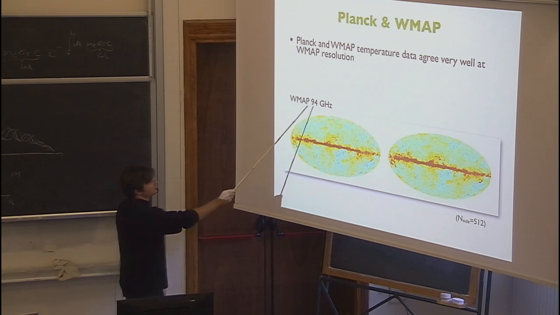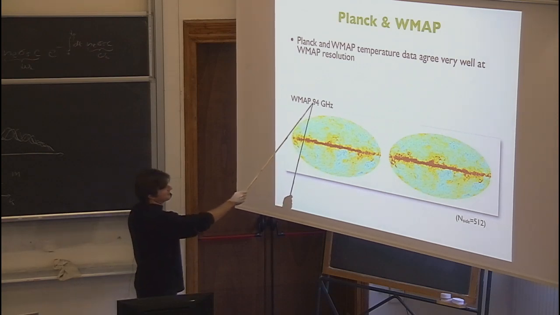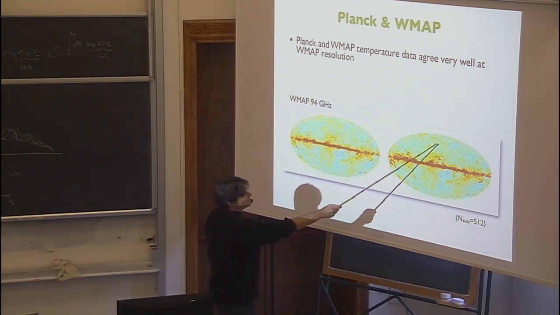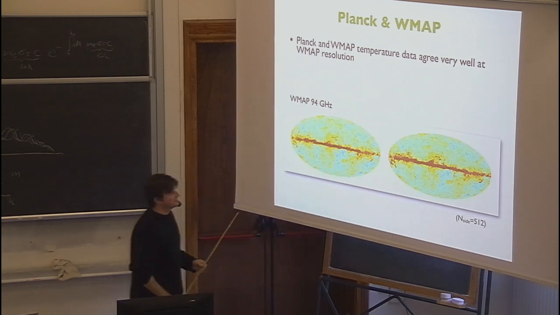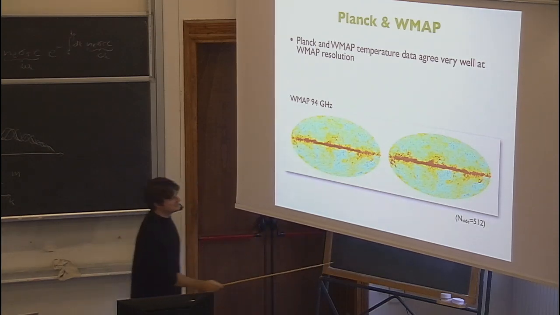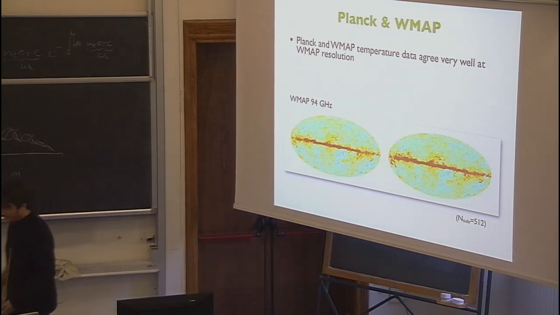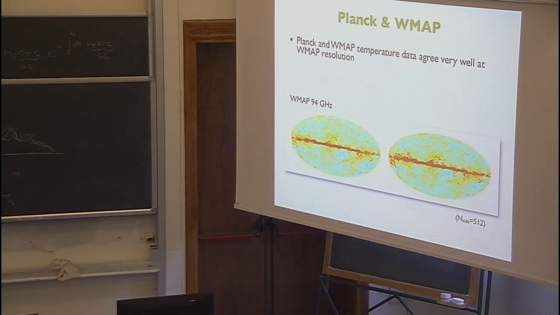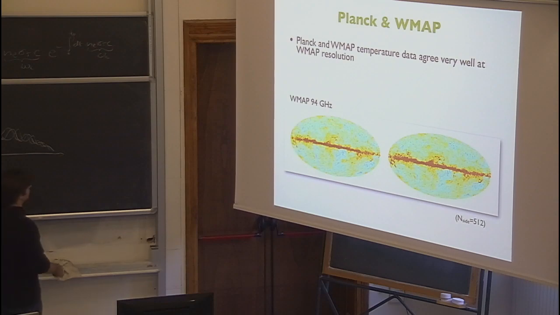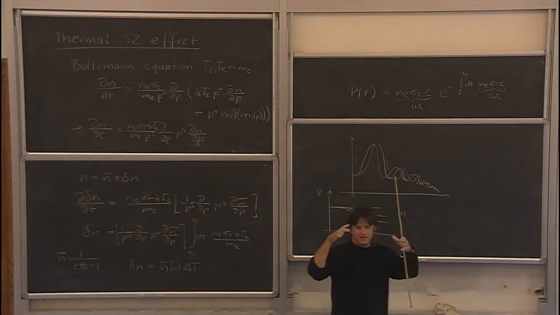Here I'm showing you the WMAP 94 gigahertz data, and here I'm showing you the Planck 100 gigahertz data. They're shown at what is called NSIDE 512. This is just a feature of the HEALPix pixelization scheme. HEALPix breaks up the sky into 12 basic patches.